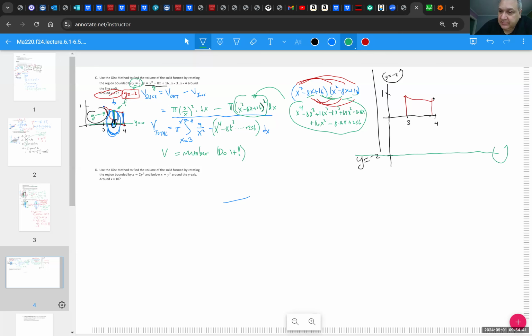We're going around this thing right here. And this is where it starts getting a little bit more confusing, but we're going to use the exact same slicing method every single time. All right, so I'm going to take my region. I'm going to do a little slice. I'm going to revolve that around the line y equals 2.